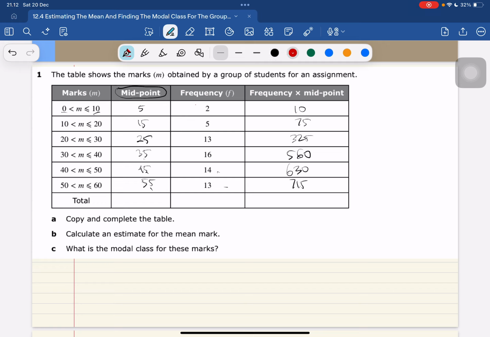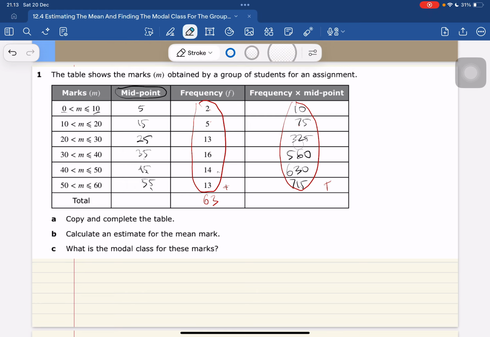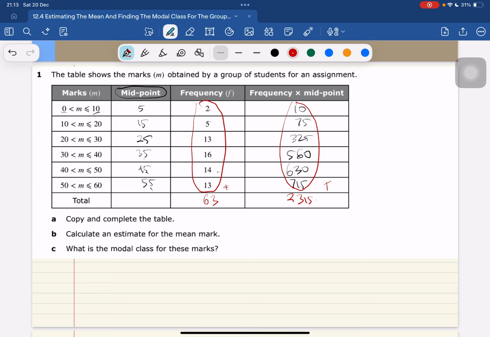So let us find the total of frequency. We add all: 2 plus 5, 7 plus 13 is 20. We got 16 plus 14 plus 13, which is 63. Here we add all the sums: 10, 75, 325, 560, and so on. So this total is 2315. So this is complete.